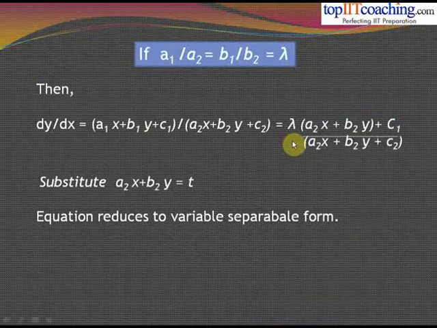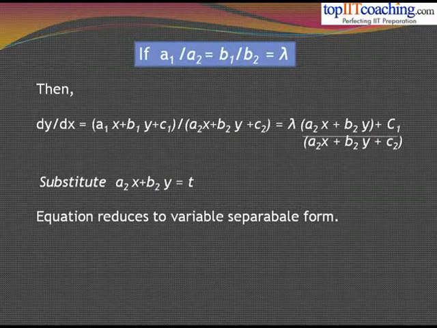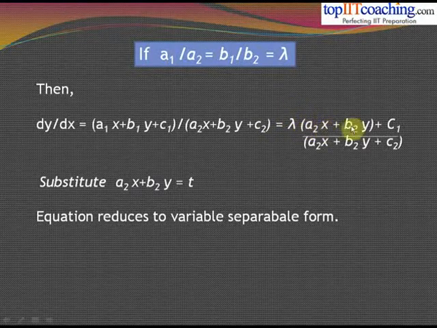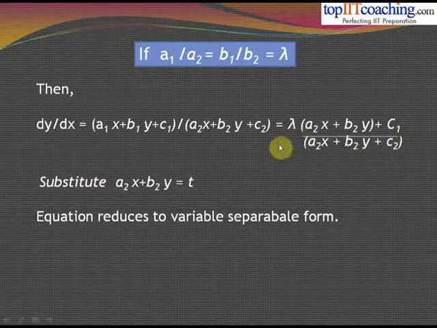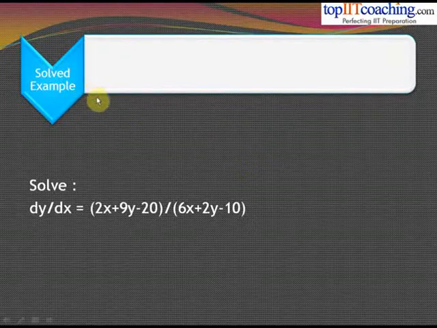Now if we say that a1 by a2 is equal to b1 by b2 — in the previous case we considered a1 by a2 not equal to b1 by b2 — now in this case let us say that they are equal, and let us say that they are equal to lambda. Then dy by dx equal to a1x plus b1y plus c1 divided by a2x plus b2y plus c2 would be equal to lambda times a2x plus b2y plus c1 divided by a2x plus b2y plus c2. So we substitute a2x plus b2y equal to t. Now the equation reduces to a variable separable form. So let us try to see an example.